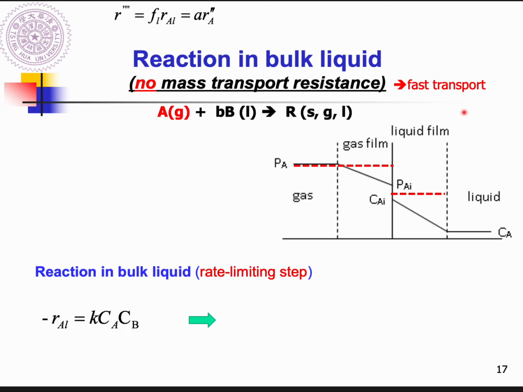So in this case, we will say fast transport, and all the reactions happen in bulk liquid. So can you formulate the consumption rate of reactant A? Based on these results and also the rate equation, this is a second order chemical reaction, right? So you can write down the consumption of reactant A in liquid volume as k C_A C_B. This is the assumption we assume.